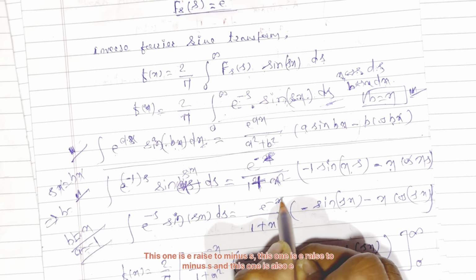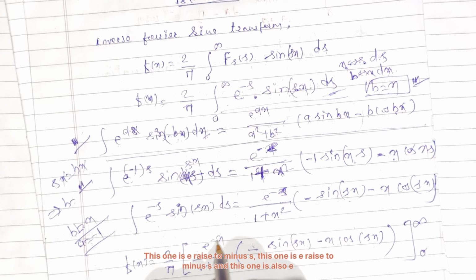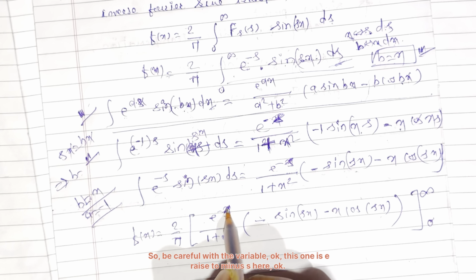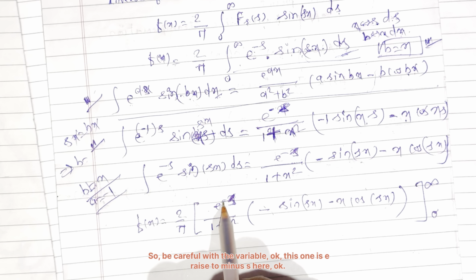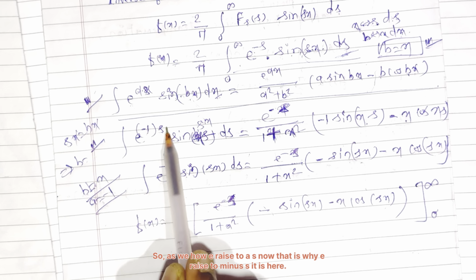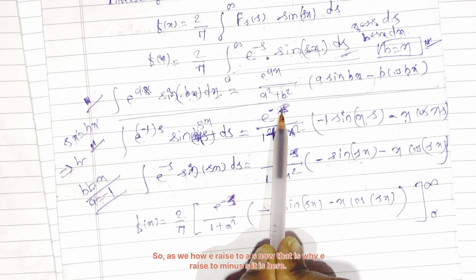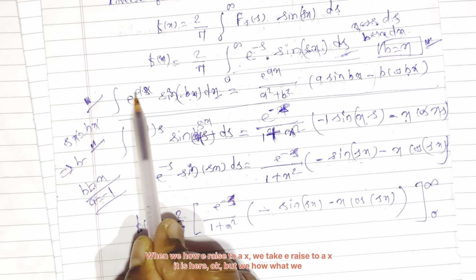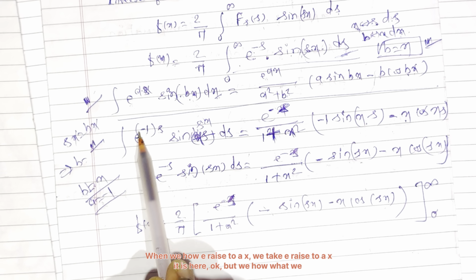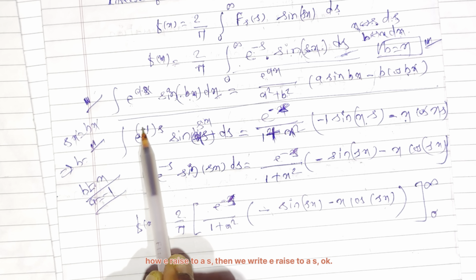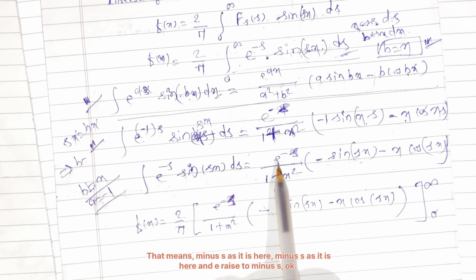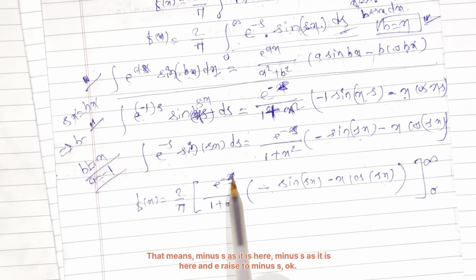This one is e raised to minus s, this one is e raised to minus s, and this one is also e raised to minus s. So be careful with the variable. This one is e raised to minus s here. As we have e raised to s, that's why it is e raised to minus s. When we have e raised to ax, we take e raised to ax, but here we have e raised to s, so we write e raised to s. That means minus s as it is here, and e raised to minus s.